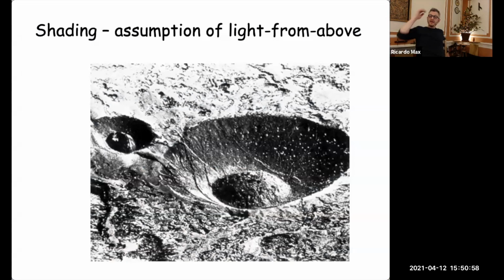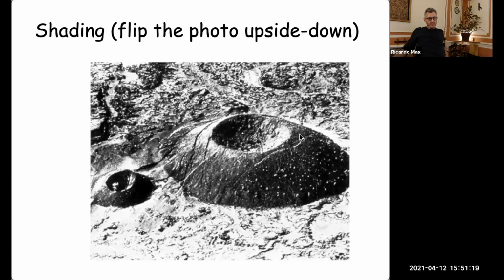Another assumption that we tend to automatically use is that light comes from above. So if we look at this picture, we feel that this is a crater, right? That this is a hole. Now, if we flip the same image, suddenly it becomes a hill with a hole inside. It's the same image, just upside down. That's because we assume that light comes from above. So the shading determines our interpretation.